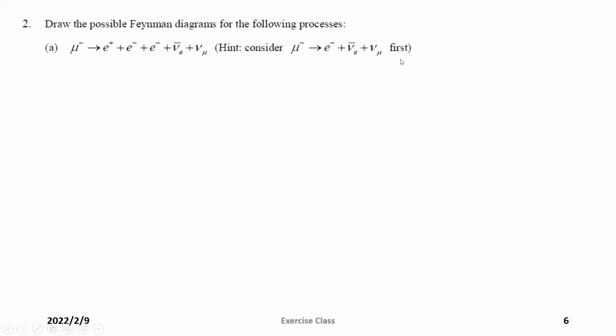So for the second question, it is some practice with Feynman diagrams. We can first consider this muon decay. First you see there are some neutrinos, so it must be a weak interaction. So we can draw the muon.